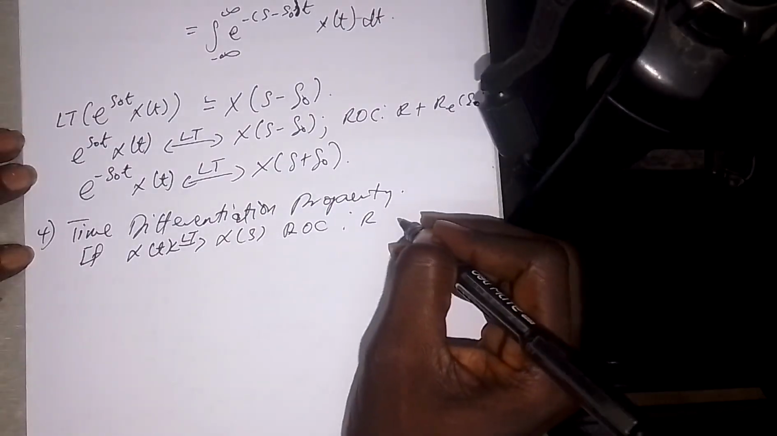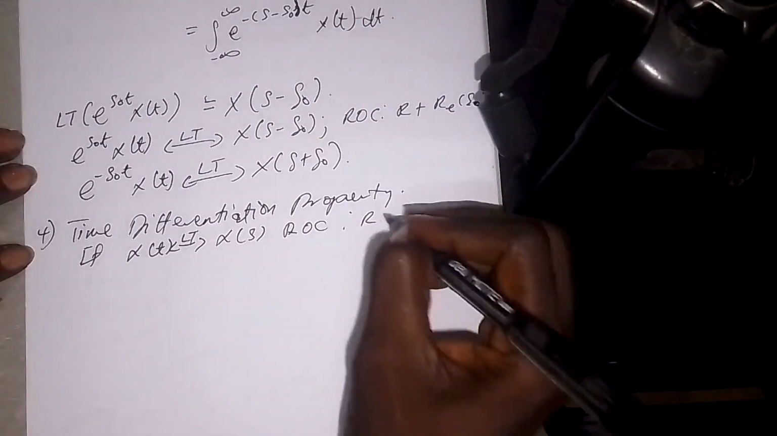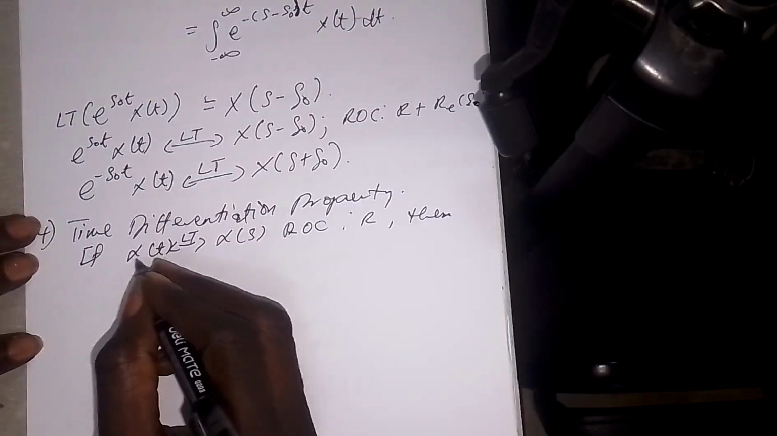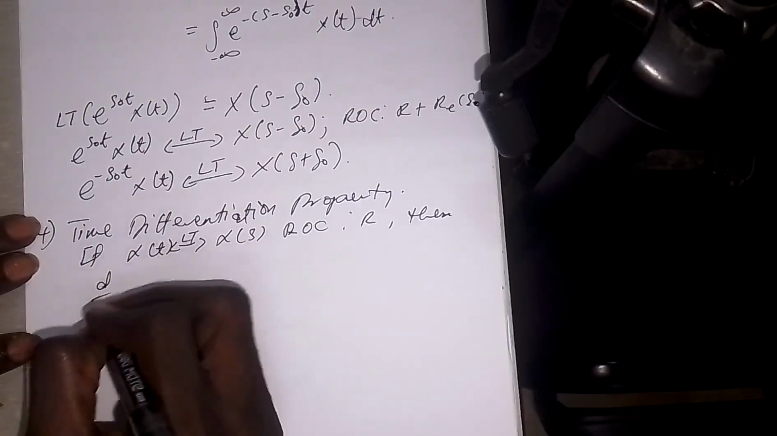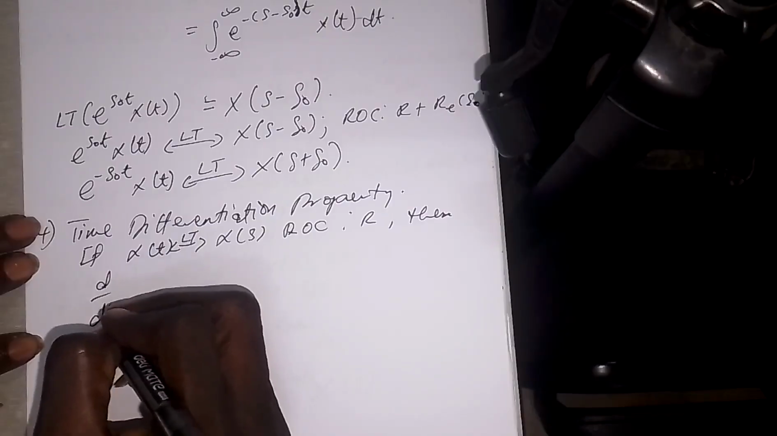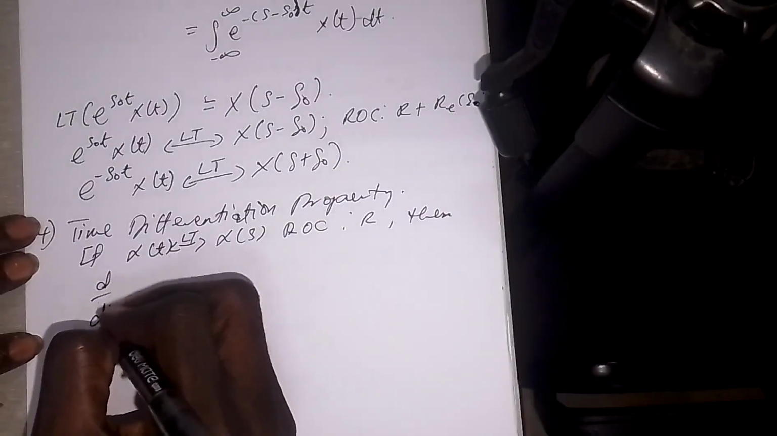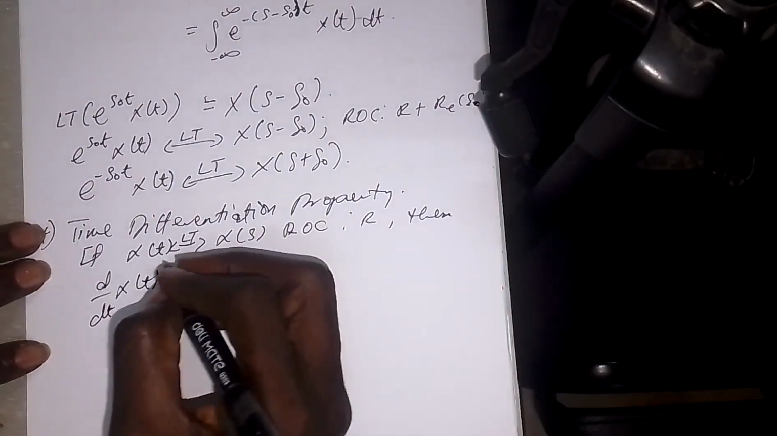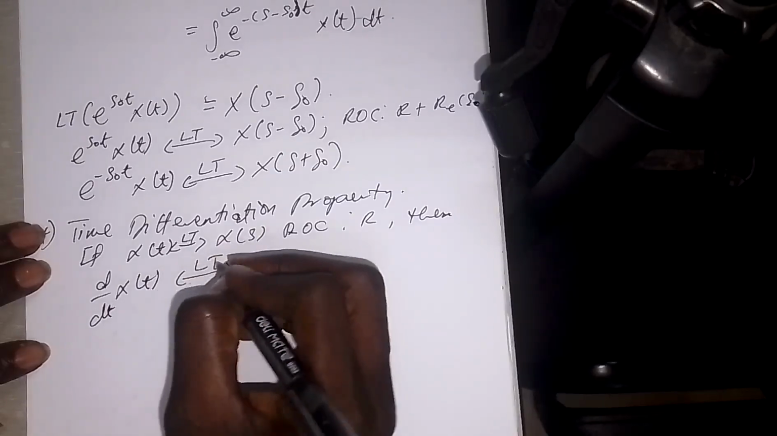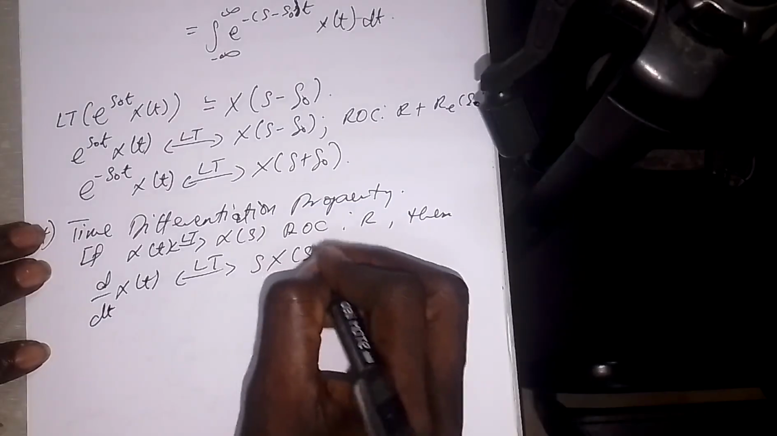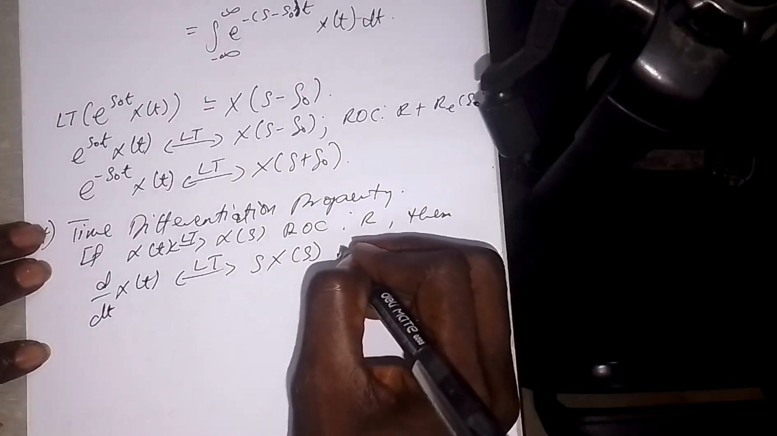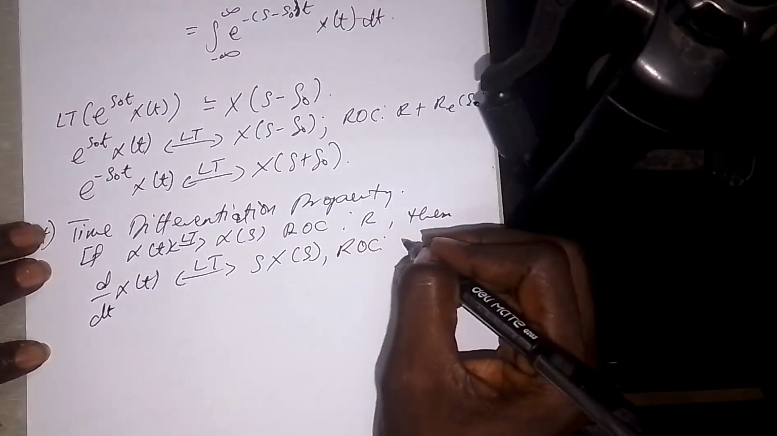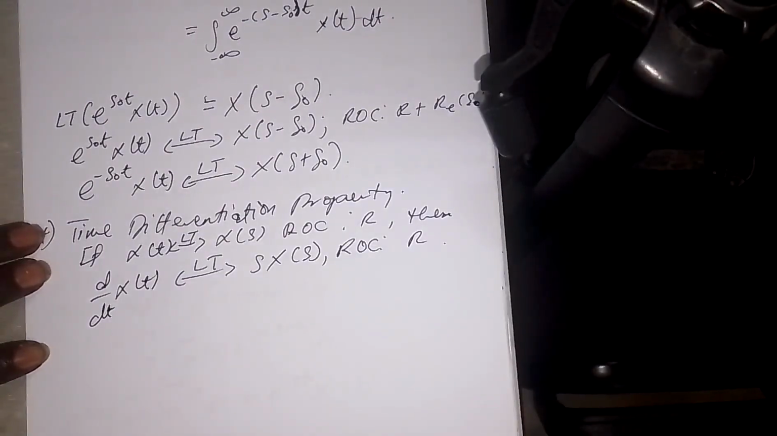Then if I differentiate x of t, so time differentiating, I'm differentiating with respect to time. So d over dt of x of t should also have a Fourier transform of s x of s. And then here the ROC is going to be the same R, no change in the ROC.